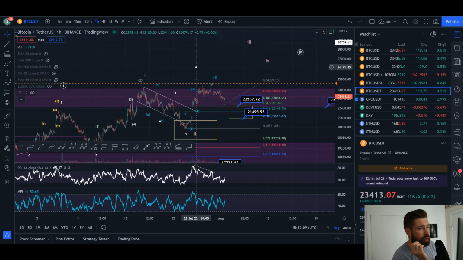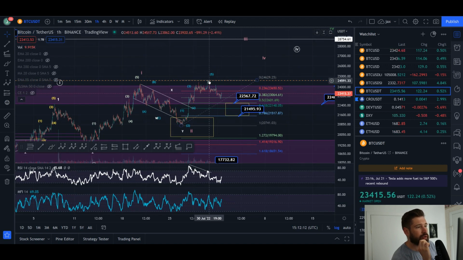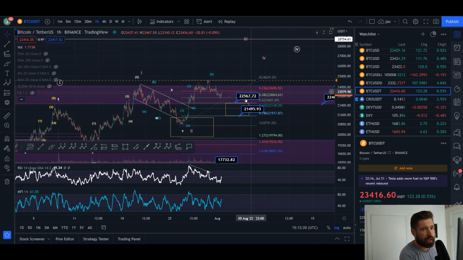So it is a possibility if we come up and break this high at about 24.5 that we would begin to put in the wave 3. But I think it's more likely that we see a little bit more pullback, in my opinion. But of course, anything can happen.